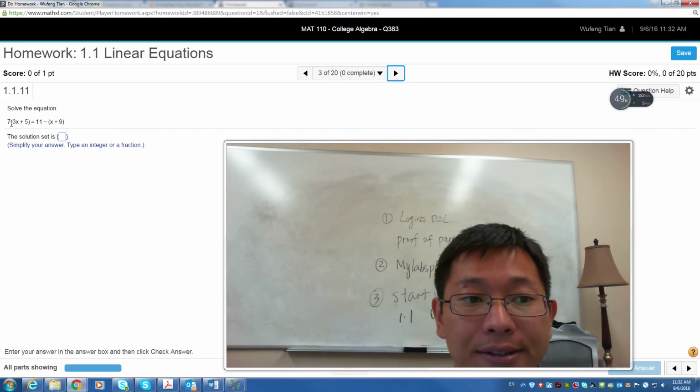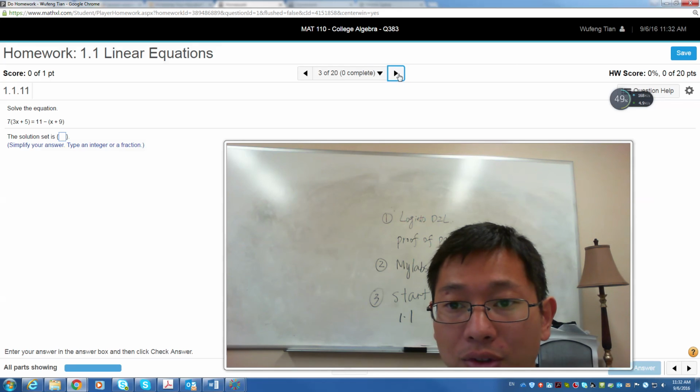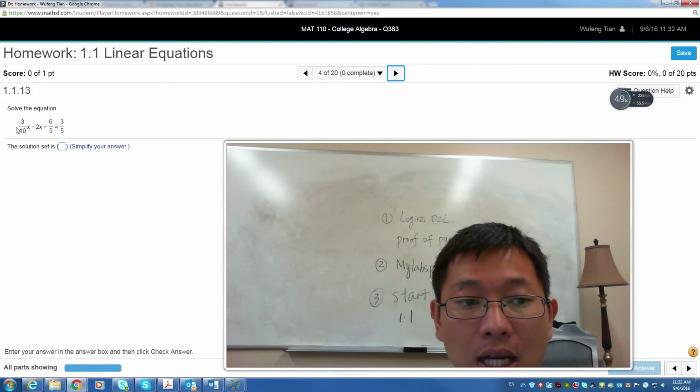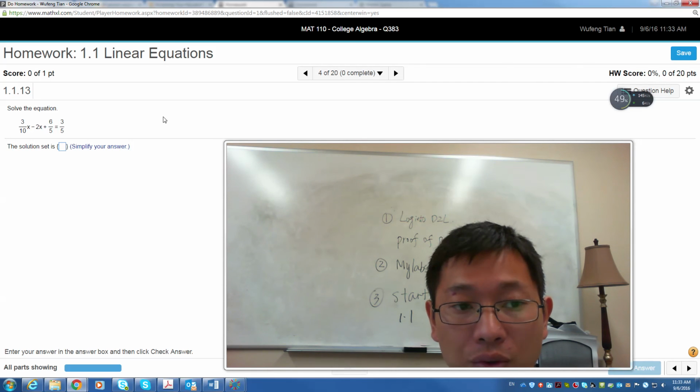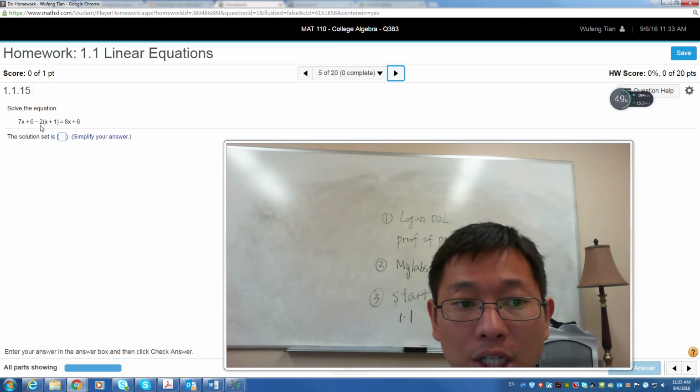Solve the equation. This is the easy one. Distribute the 7 and 3: 7 times 3, 7 times 5. Distribute that, and then combine like terms. It should not be a big problem. Okay. This one has a fraction. You multiply everything by 10, and you will not have a fraction anymore. Multiply this by 10, this by 10, this by 10, multiply all of them by 10. Then it's just a simple linear equation. This one is pretty simple. Distribute 2, combine like terms. Okay.